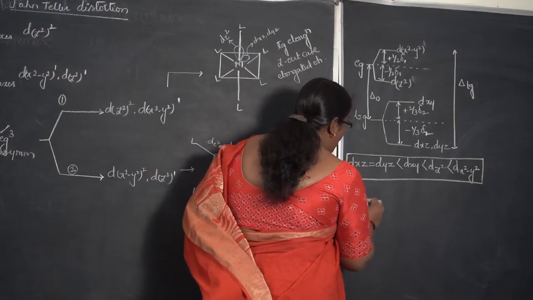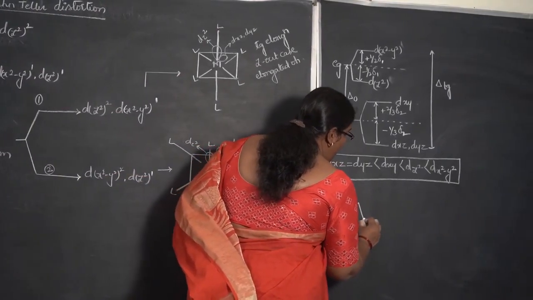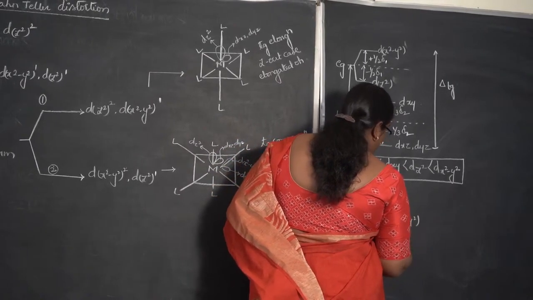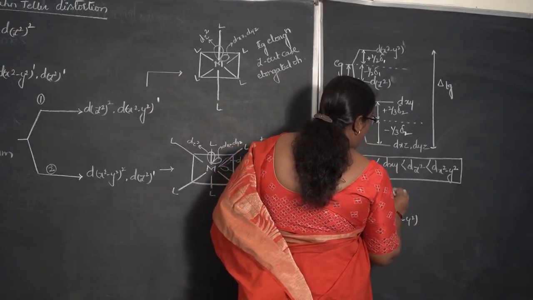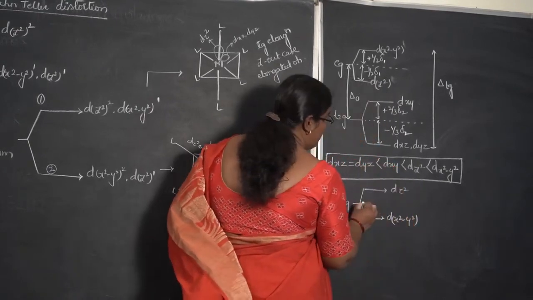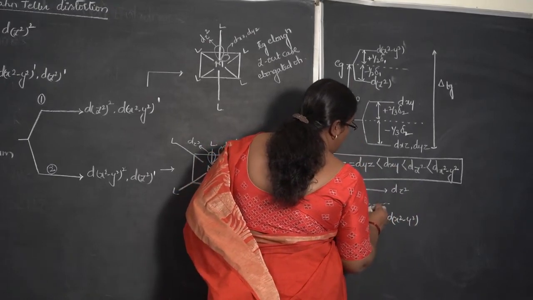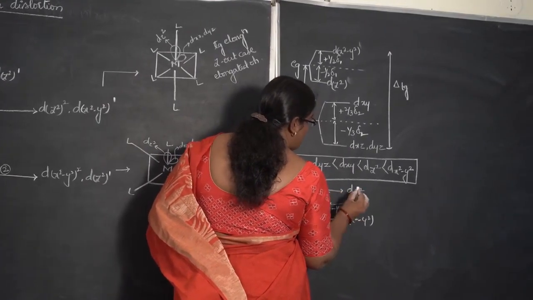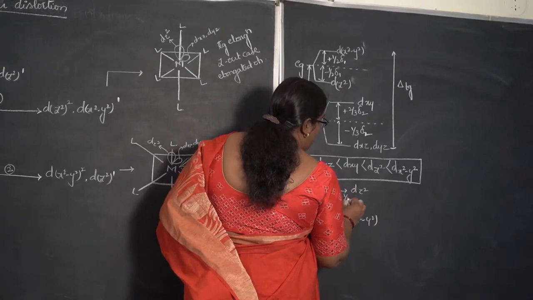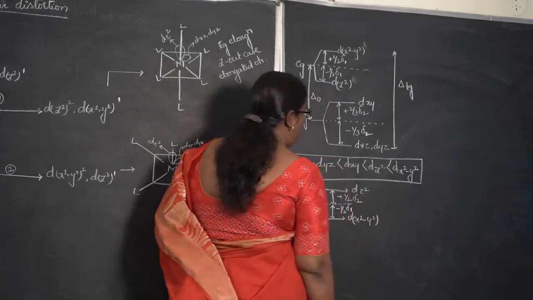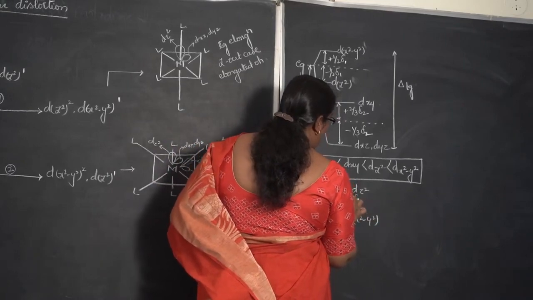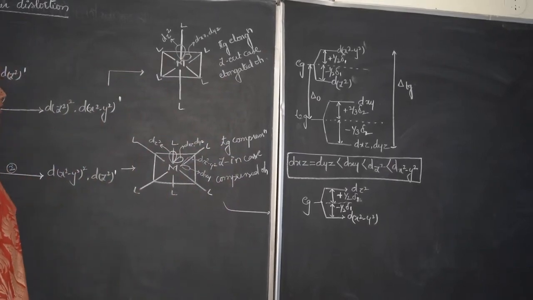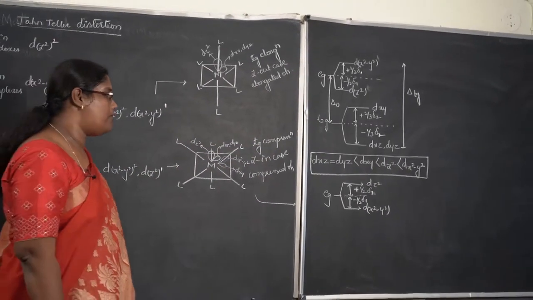So if you see the energy splitting, in the EG set, dx square minus y square is losing the energy, and dz square orbital gains the energy. The energy lost by dx square minus y square is minus half delta 1. Energy gained by dz square is plus half delta 1.